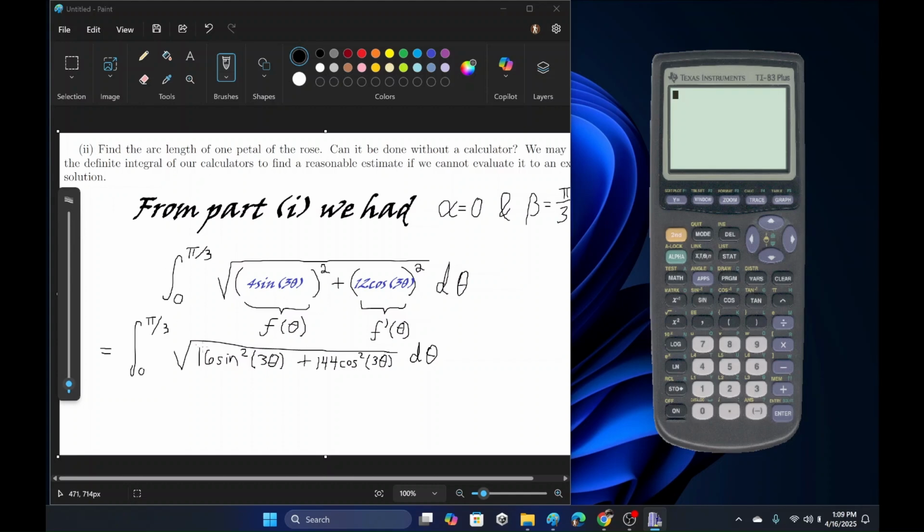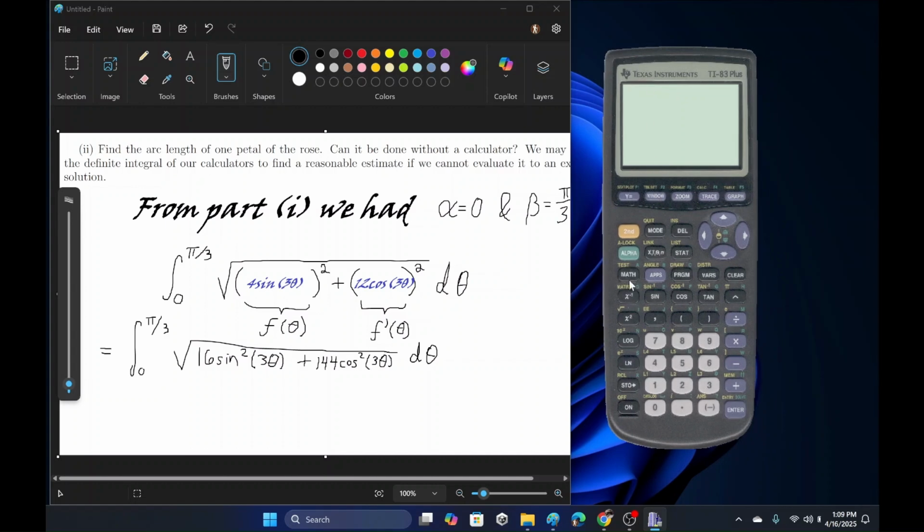We are in part 2 of the question, and we saw that this integrand, what's inside the integral, doesn't really simplify, at least not in any straightforward way. So let's just use the fn int feature of our calculator. If you're using a TI-83 or TI-84, start by pressing the math button, and then under the math menu, select fn int.